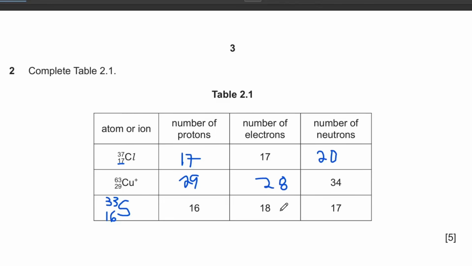Now look, the number of electrons is 18. And the number of electrons is supposed to be 16 if it were a neutral atom, because for a neutral atom, the number of protons is equal to the number of electrons. But since it is 18, that means it has gained 2 electrons, making it 18. So here we are going to indicate it by writing 2 minus, meaning it has gained 2 electrons. And that is why the number of electrons is 18 and not 16.